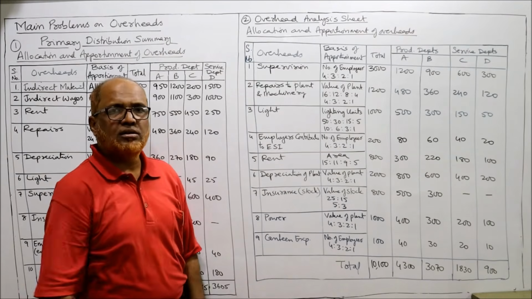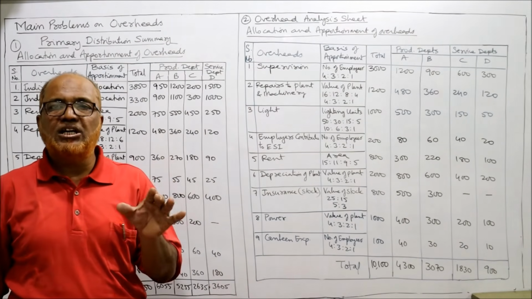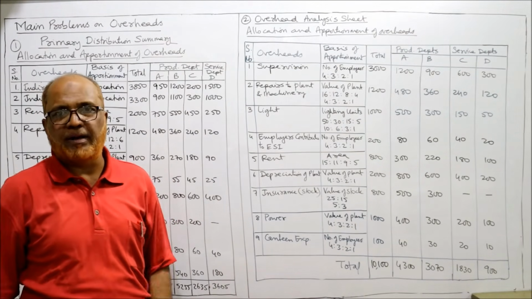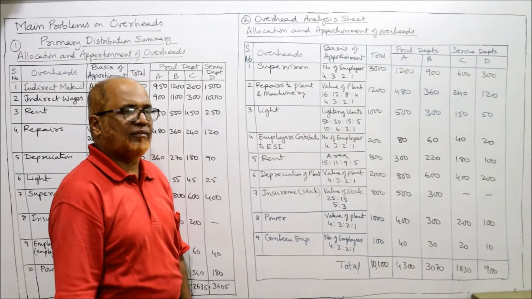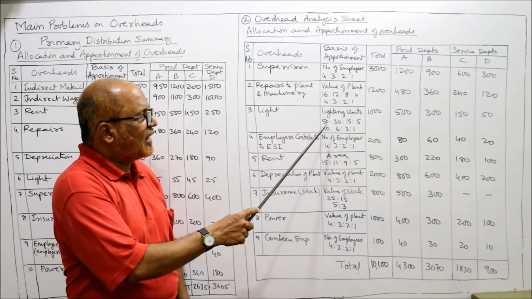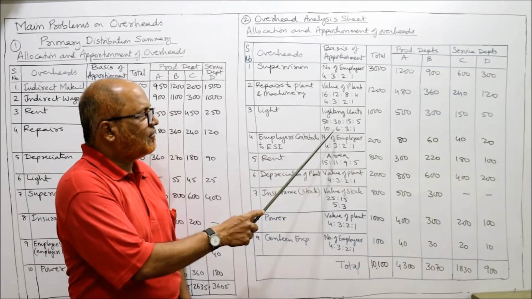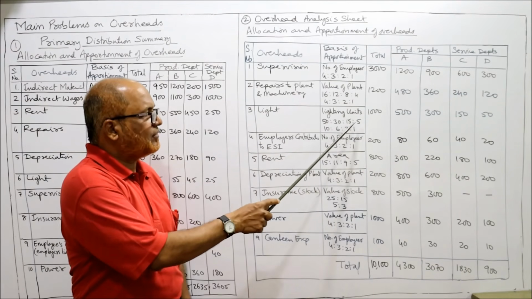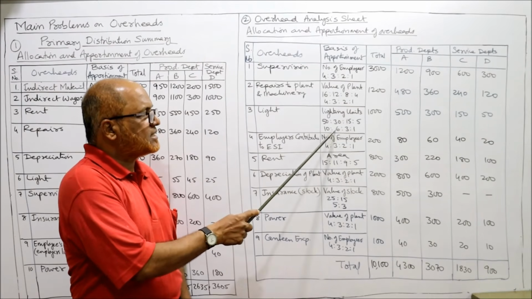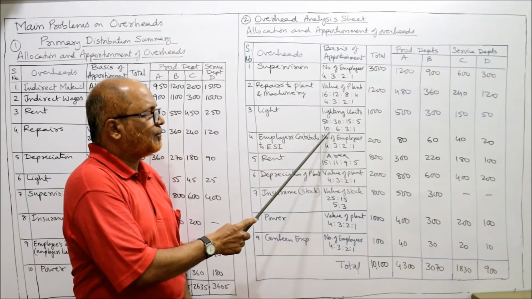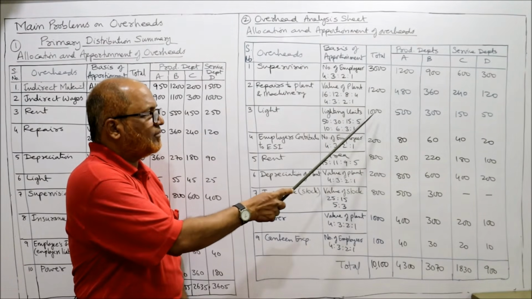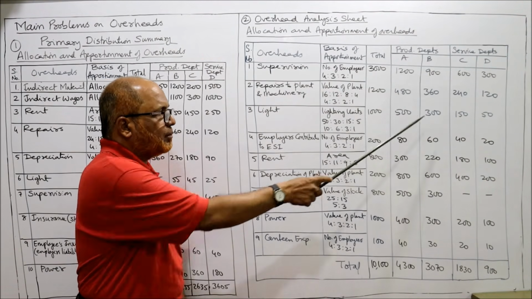Light is given as 1000, and we are given the light units for each department. It is 50:30:15:5. So it is divisible by 5. 5 10s are 50, 5 6s are 30, 5 3s are 15, 5 1s are 5. So 10 plus 6, 16, 17, 18, 19, 20. 1000 into 10 by 20. 1000 into 6 by 20. 1000 into 3 by 20. 1000 into 1 by 20.